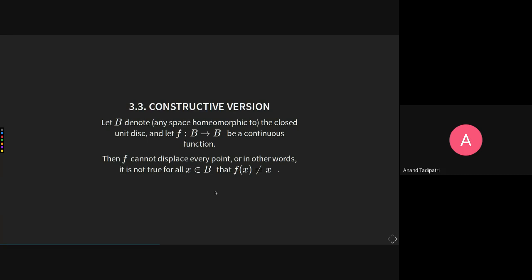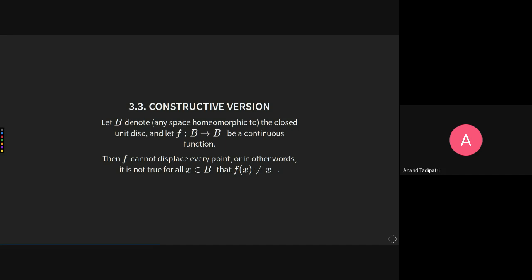So in other words, we're proving something that resembles this statement. We're essentially proving that if f is a function from the disk to itself, then it cannot displace every point. So it's not true that for all x, f of x is not equal to x. That's actually what we're proving, but these two are logically equivalent classically.